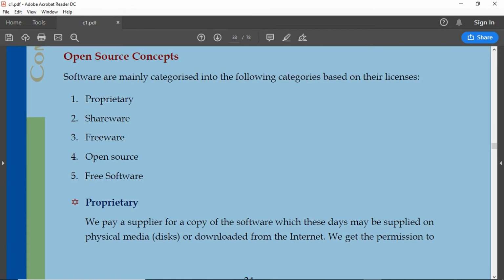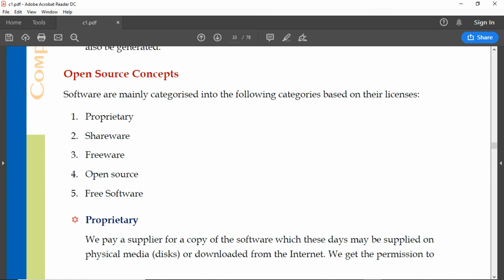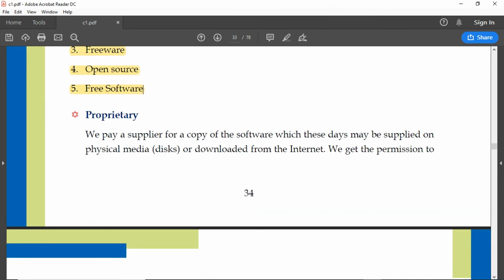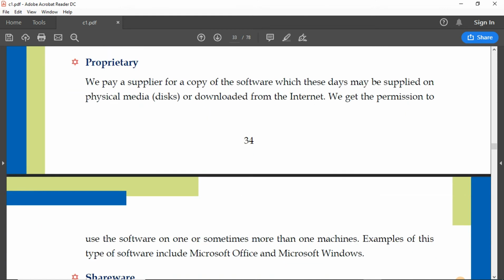Open source concepts. Software is mainly categorized into the following categories based on their licenses. 1. Proprietary. 2. Shareware. 3. Freeware. 4. Open source. 5. Free software.